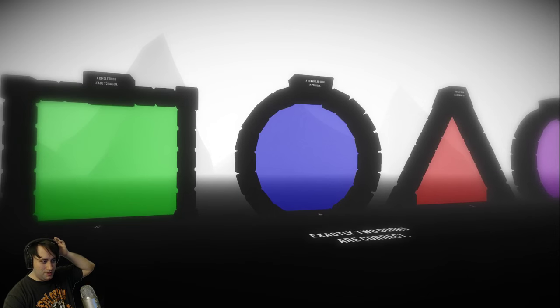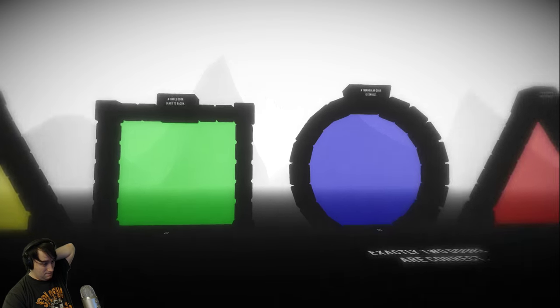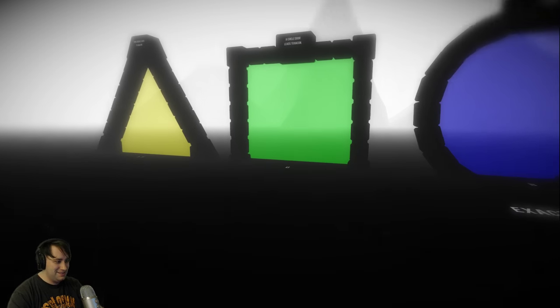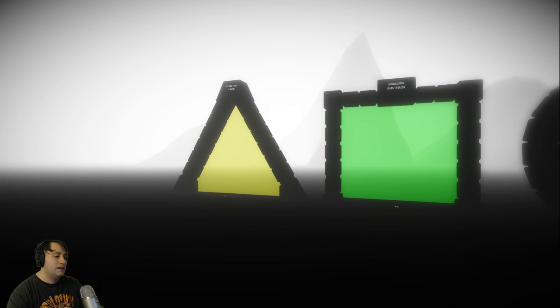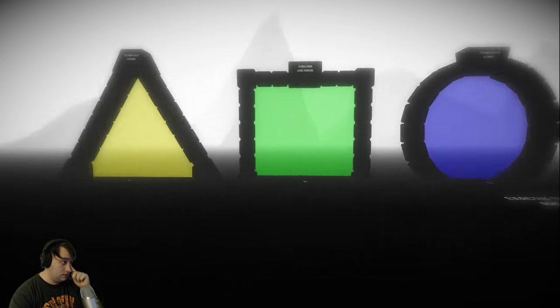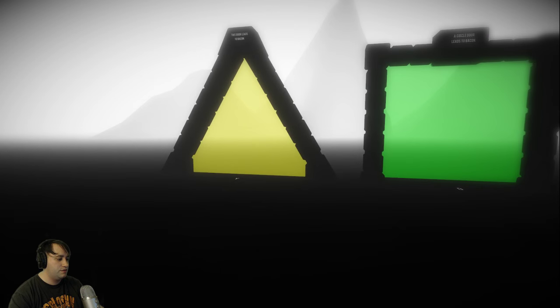Okay. Oh, man. I feel like I should get pen and paper for this one, almost. I kind of want to do that at this point. Okay, so two of these are correct. You know what? Yeah, I'm going to write them down because this is a little tough to follow. All right. This door leads to bacon. Circle door leads to bacon.